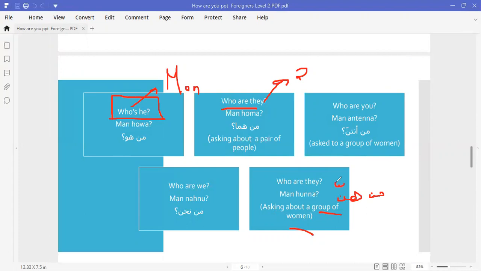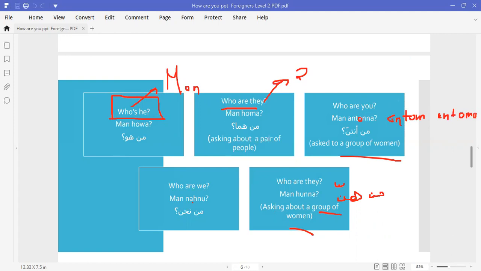Okay. Who are we? It depends on the name. Man, we, ourselves, man nahnu. Who are you? But here, if you are saying, who are you? You are directing your question to a group of women. And you're talking about women only. So man antunna. If you say, for example, who are you? But they are only boys. Here you say man antum. You no longer say man antunna. Or they are two, they are only two. Talking to two persons, man antuma.